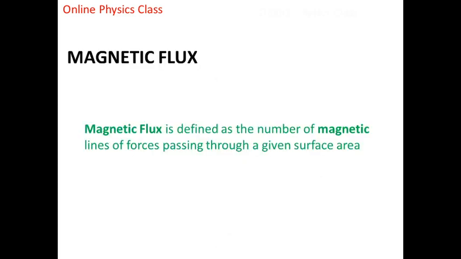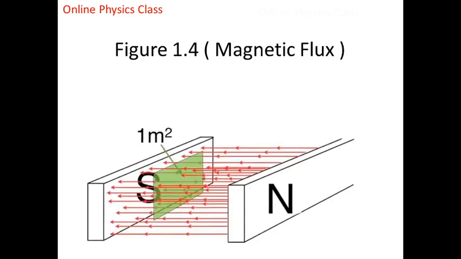Similarly for magnetic flux. Magnetic flux is defined as the number of magnetic lines of force passing through a given surface area, as shown in this figure. One square meter of area is shown here, and all the lines of force pass between the north and south pole, and they are passing through this area. So how many lines of force are passing through this area? That is magnetic flux. I hope you all understand.